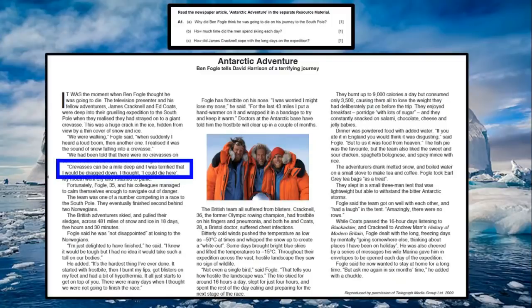So A, why did Ben Fogle think he was going to die on his journey to the South Pole? Well, the crevices can be a mile deep and I was terrified I would be dragged down. I thought I could die here. Okay, so he thought he was going to fall down a crevice.